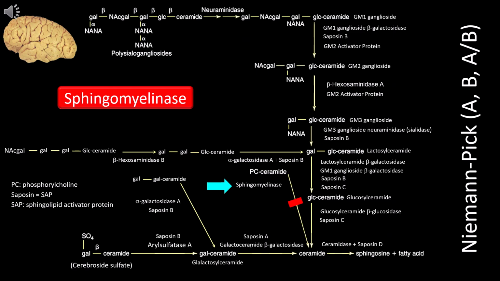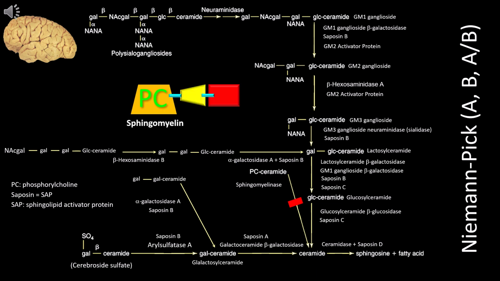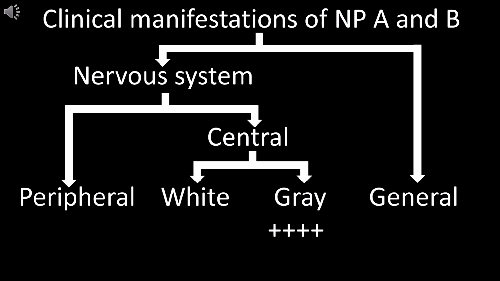The deficient enzyme is sphingomyelinase. Thus, phosphorylcholine ceramide does not become ceramide, resulting in increased phosphorylcholine ceramide, colloquially referred to as sphingomyelin. Sphingomyelin accumulation produces central gray matter manifestations. The site most affected is the brain. White matter changes in the brain also occur. General findings are also prominent.